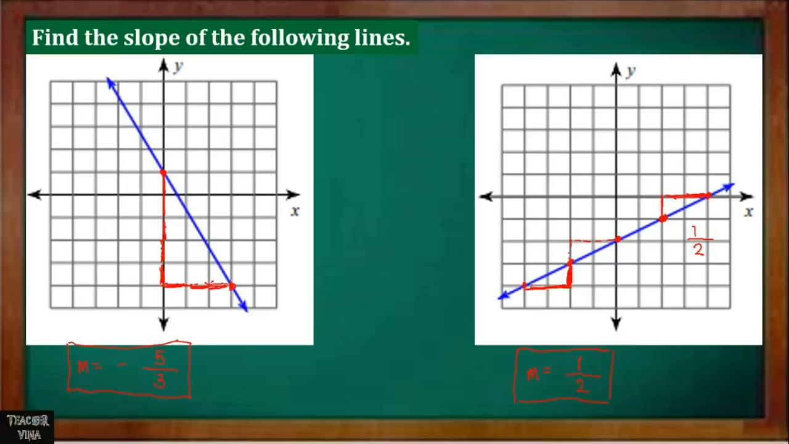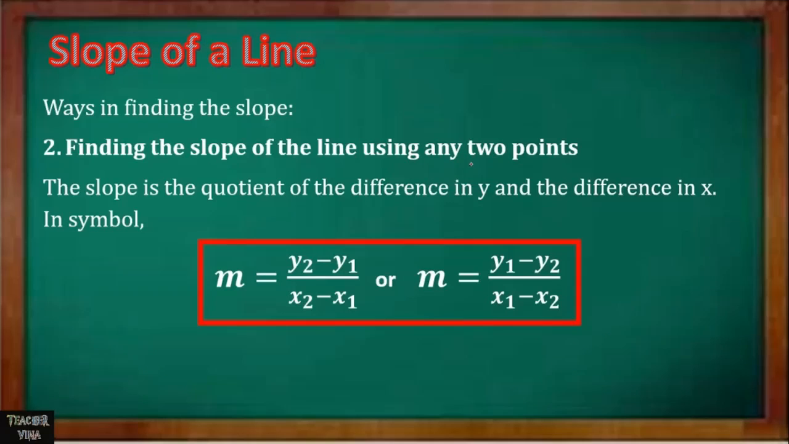Okay? So, that's how to find the slope kapag naka-drawing ang lines, or kapag naka-graph yung line. Slope of the line using any 2 points. So, ibig sabihin, 2 points yung binigay sa ating given dito. Halimbawa, the first point, A, has coordinates negative 3, 2. And then we have second point, B, with coordinates negative 5, 0.